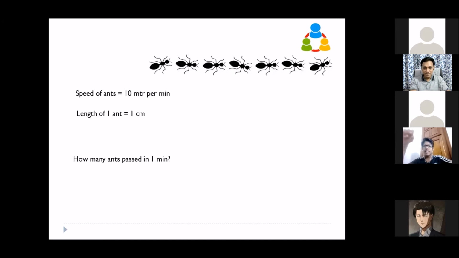Passed in 1 minute means, let us assume you are standing here. These ants are moving in a line at a speed of 10 meter per minute. You are standing here and you are counting. Your clock starts. In 60 seconds, 1 minute, how many ants would have crossed? There is no trick here. This is not a puzzle or riddle. This is 1,000. How did you get it?